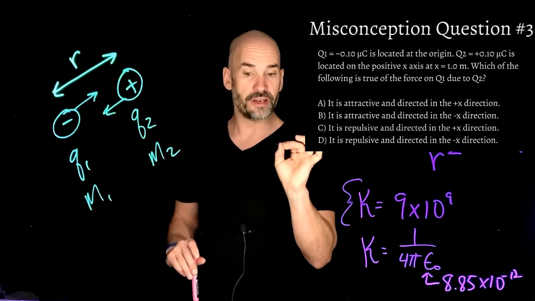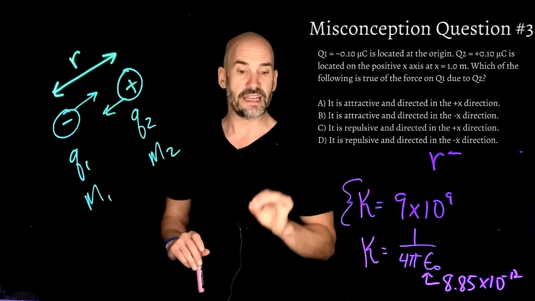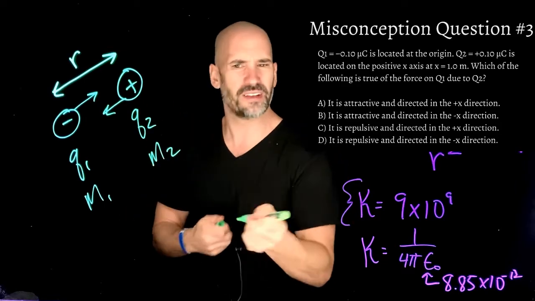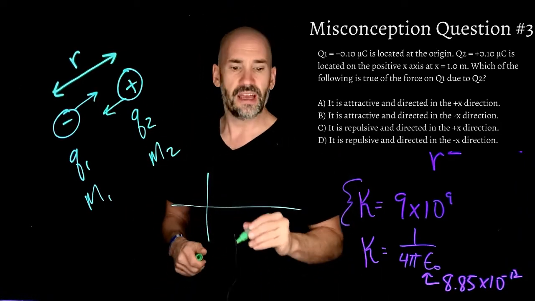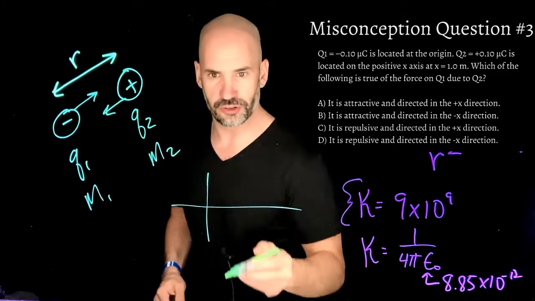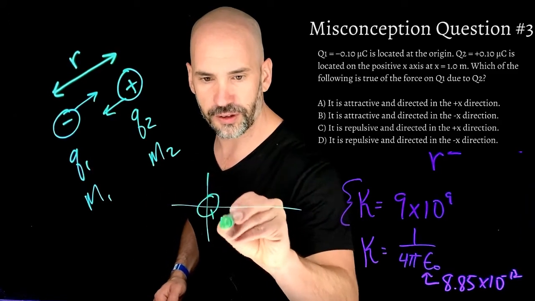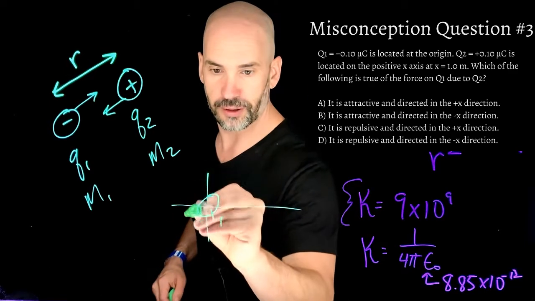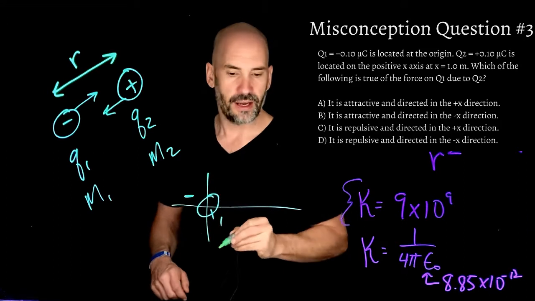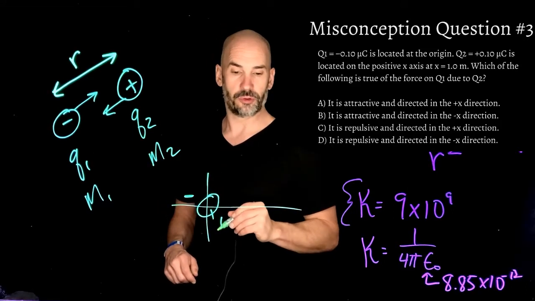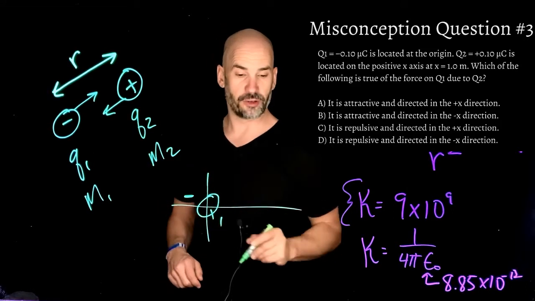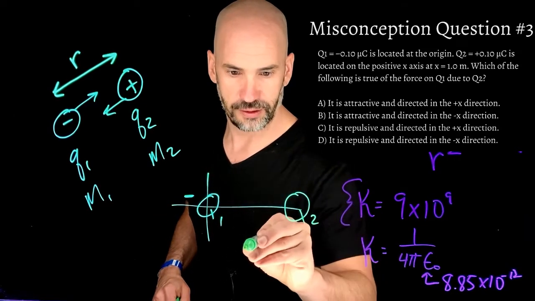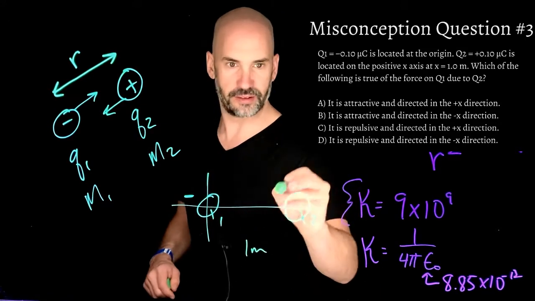This question says Q1 equals negative 0.1 microcoulombs, and it's located at the origin. Whenever they start talking about this stuff, just draw a picture because pictures are the best, right? They make everything way easier. If they say something's at the origin, actually put it at the origin. So, we have Q1 over here at the origin. And then we have this Q2, which is a positive charged particle of 0.1 microcoulombs, located at x equals 1. So this is Q2. There's 1 meter between them.